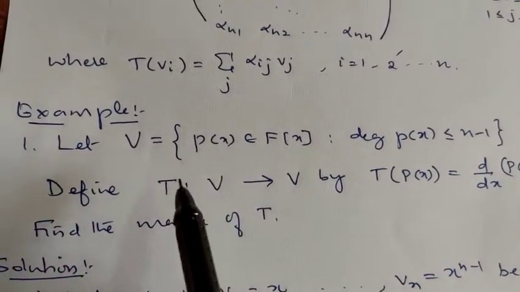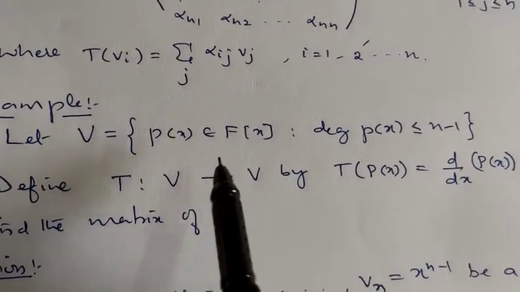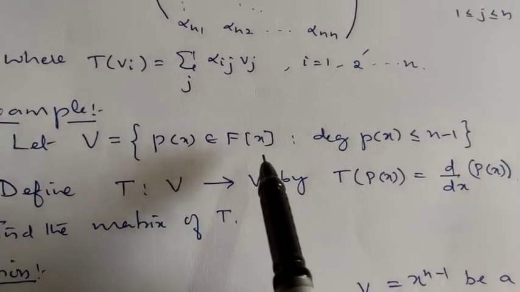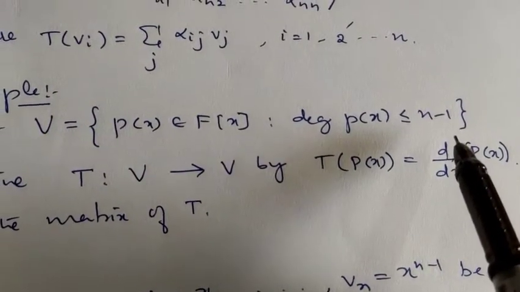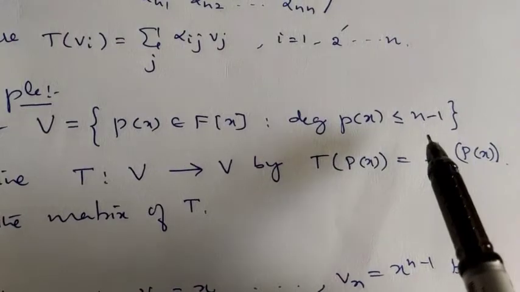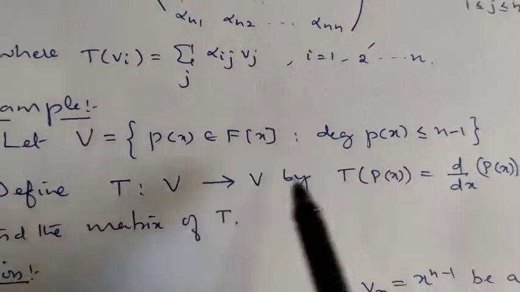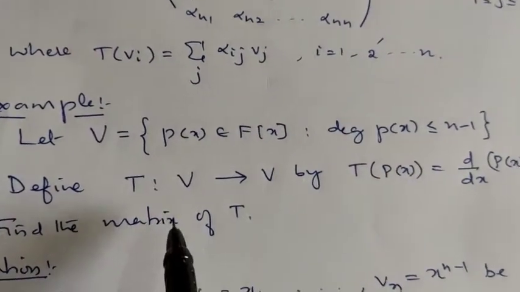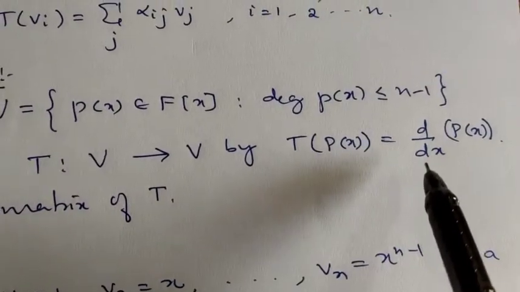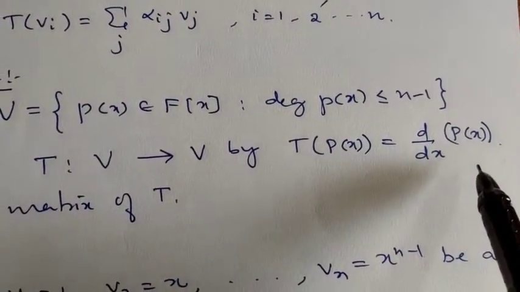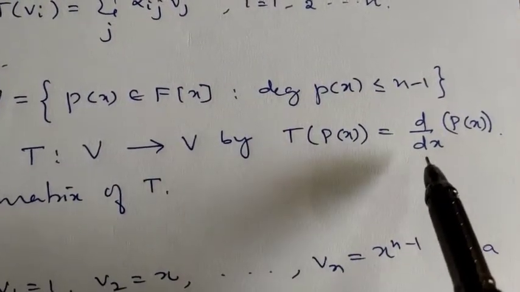Say I take V to be the set of all polynomials over F such that the degree of P of x is less than or equal to n. These are the polynomials of maximum degree n minus 1. I'll define a transformation T from V to V by T of P of x is d by dx of P of x, which means T is nothing but the derivative operator.